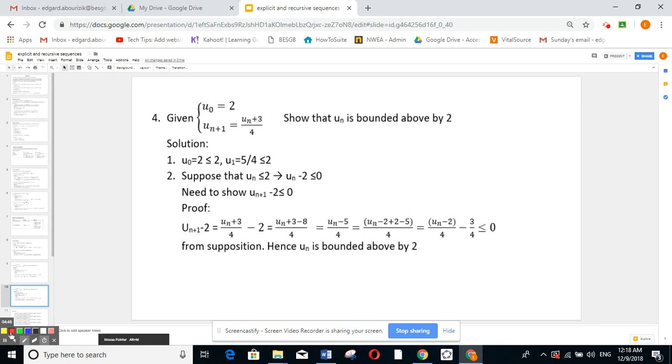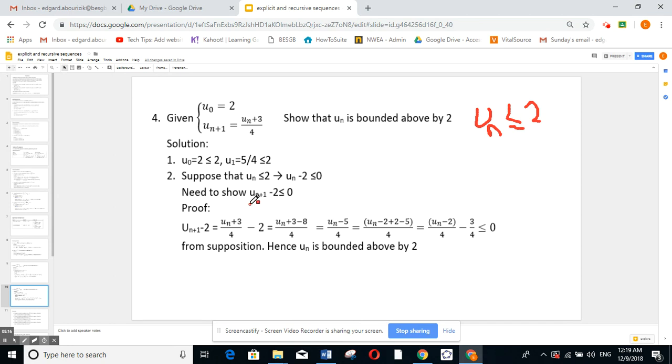Another example to understand more. Show that un is bounded above by 2. So I do it for the first term. U0, which is 2, is less or equal to 2. If you want, take another one more because these are the same. So u1, you take, is u0 plus 3 over 4, which is 5 over 4, less or equal to 2. So I say, suppose un less or equal to 2, in other words, un minus 2 less or equal to 0. Need to show that the term after, un plus 1 minus 2, is less or equal to 0.